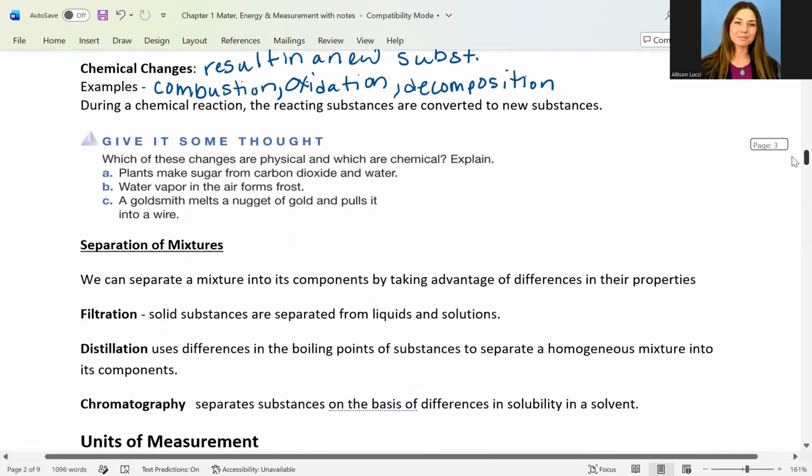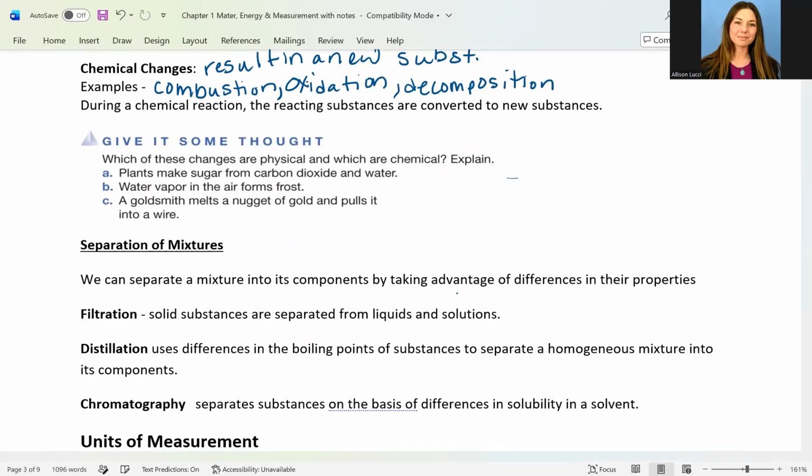And we're reminded here that during a chemical reaction, the reactive substances are going to be converted or changed into new substances. So let's think about this example here. We're going to give it some thought and decide which of these changes are physical and which are chemical, and then give a brief explanation. So plants make sugar from carbon dioxide and water. So we ask ourselves, do we have the same stuff at the start and the end? So we start with CO2 and water, and then we end up with sugar. So no, we have different substances, so this would have to be a chemical change.